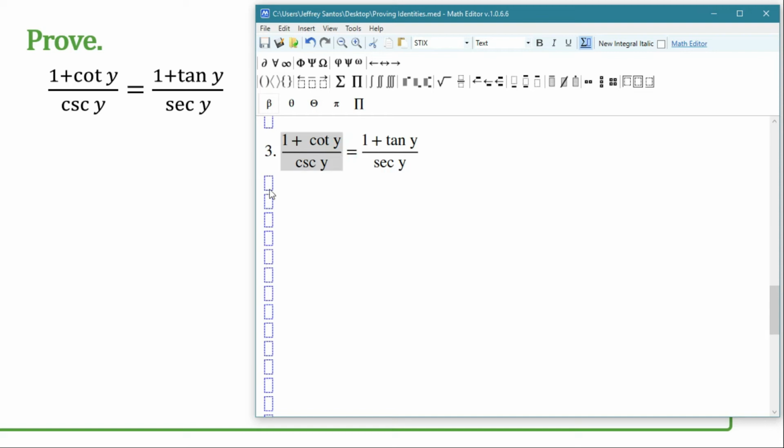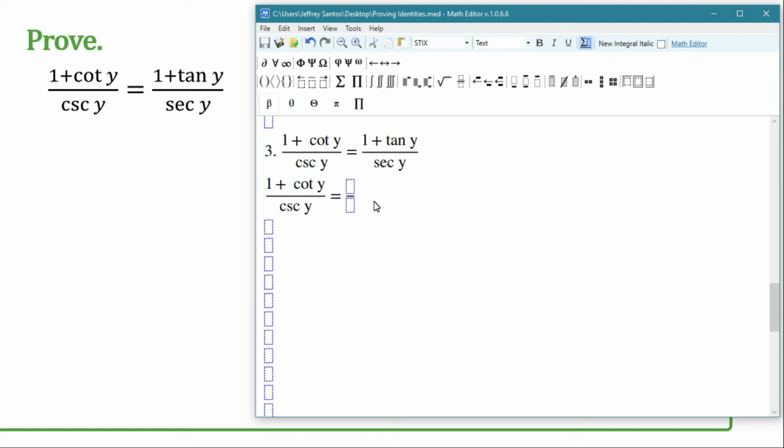Let's say, for example, let's start with the right side. Let's manipulate the right side, which is 1 plus cotangent of y over cosecant of y. And using our knowledge of the fundamental identities, let us try to manipulate it using the knowledge of that.